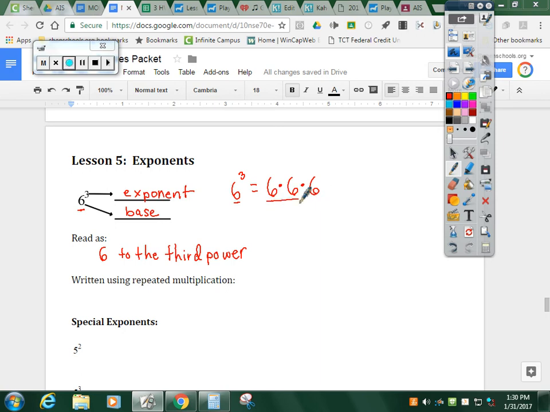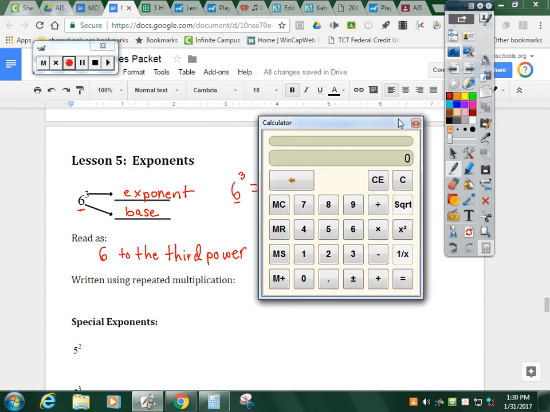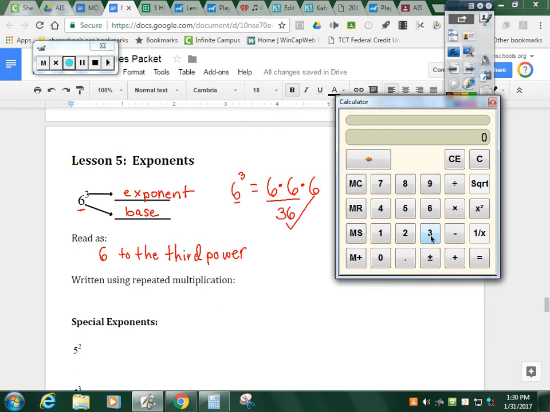I underline the first 2 factors. 6 times 6 is 36. Okay, and then I check mark because I have to do now 36 times 6. Please feel free to use your calculator as you're moving along with this lesson. 36 times 6 gives you an answer of 216. Okay? So that's your introduction to exponents.